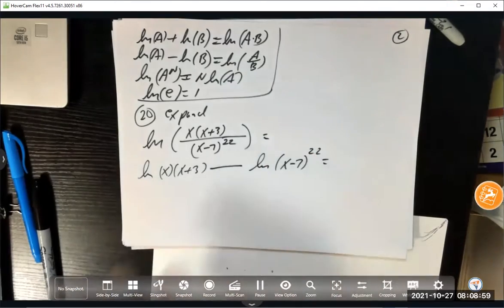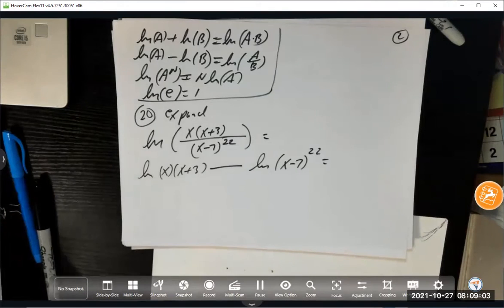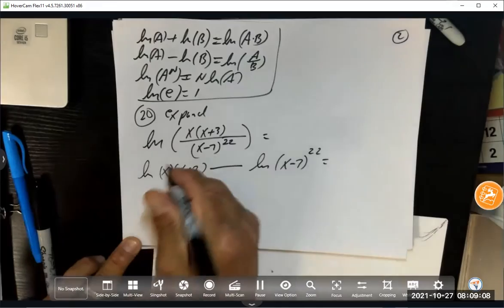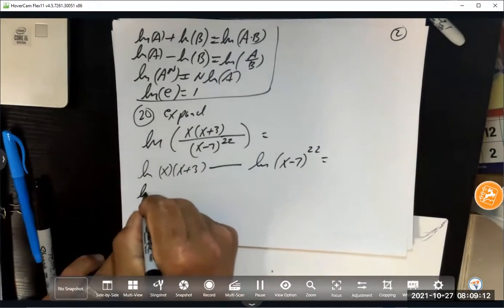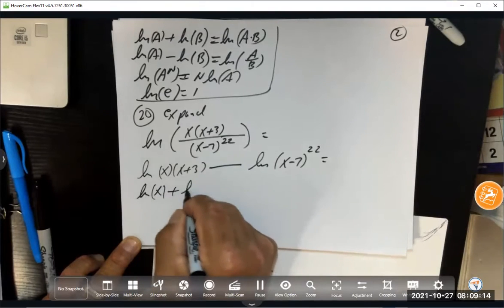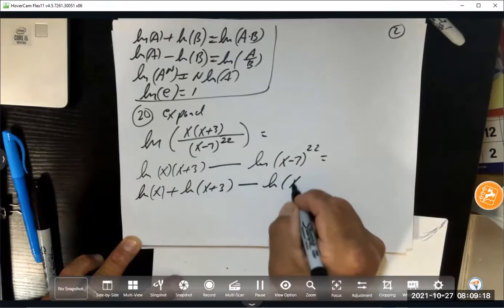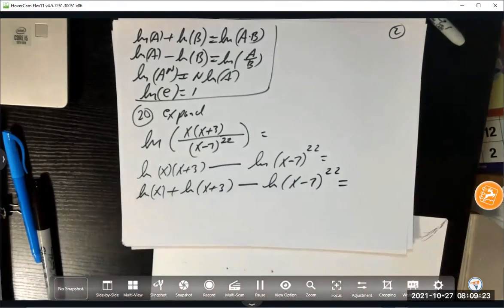So everybody okay with step number 1? All right, step number 2. Since this is multiplication right here, I'm going to use that one up there. So this is going to be the log of x plus the log of x plus 3 minus the log of x minus 7 to the 22 power right there. Is that okay for steps 1 and 2?